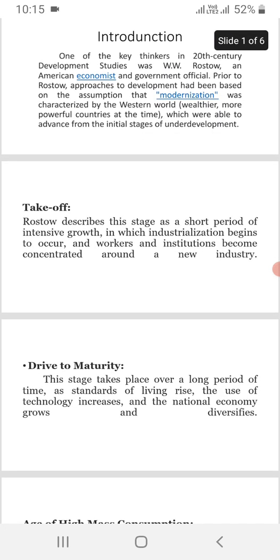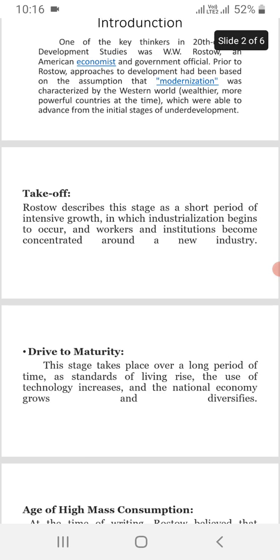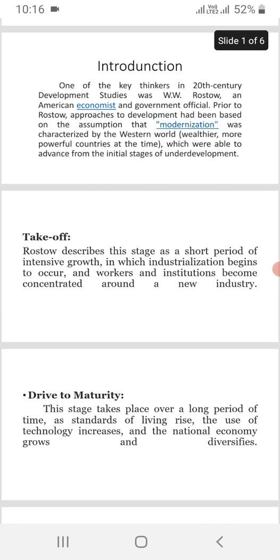Now, let us come to how the takeoff takes place. We have studied the preconditions, in what stages these preconditions are established, are formed, and what are the necessities for successful of these preconditions, succession of these three conditions. And now, how the takeoff takes place. What is this takeoff? Let us take a look. This is the third stage.